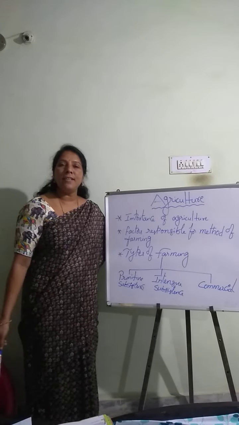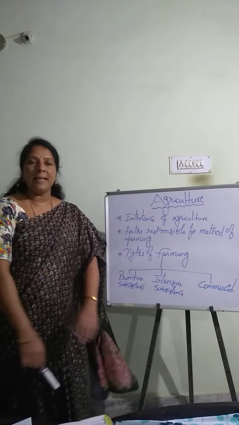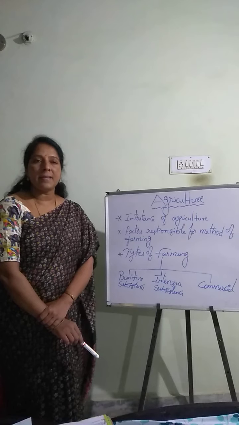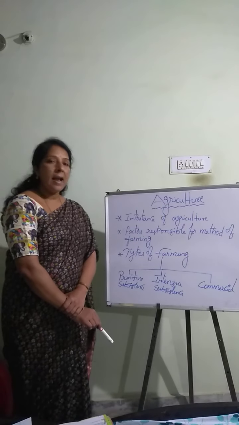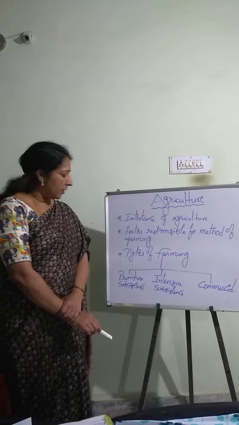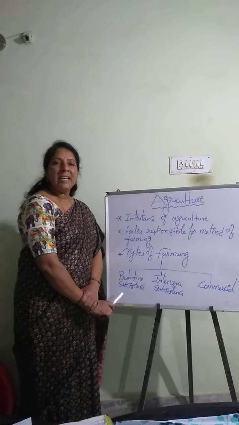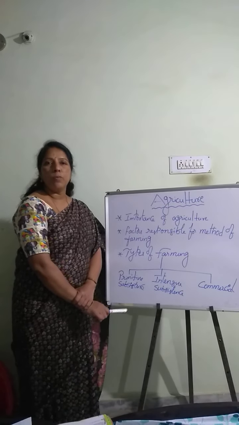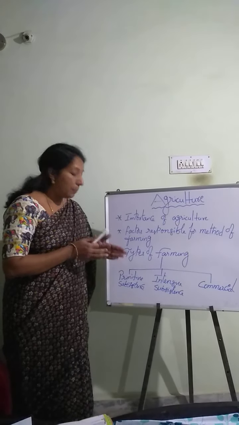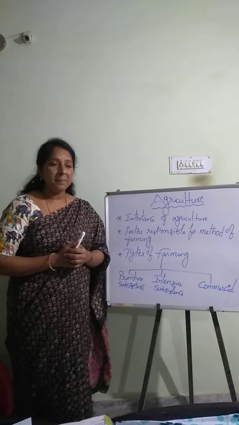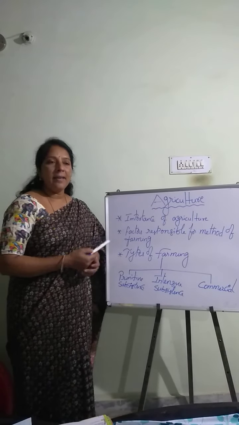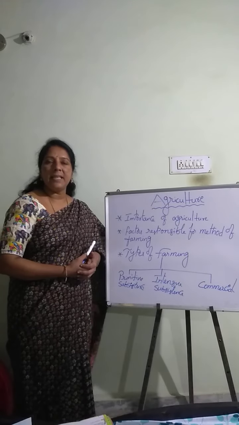Primitive subsistence is also called slash and burn agriculture, and it is mostly practiced in northeastern states like Assam, Arunachal Pradesh, Nagaland, and Manipur. This is a very old method of agriculture. Family labor involvement is more here. The productivity of primitive subsistence is also very low because it is completely monsoon based, and there are no proper irrigation facilities here.